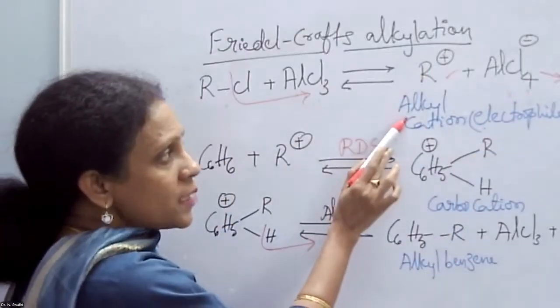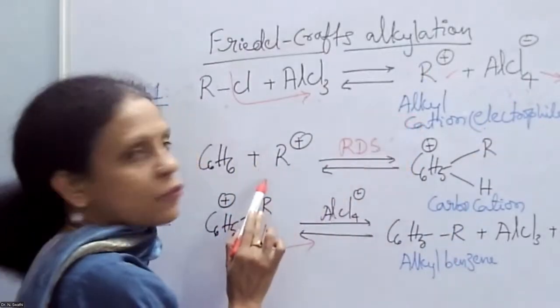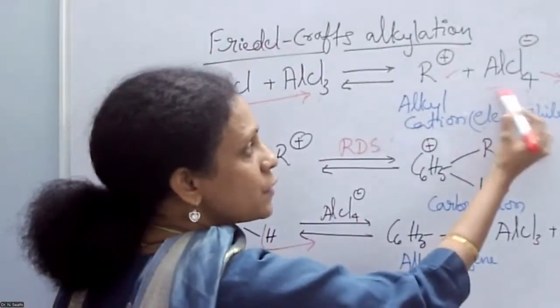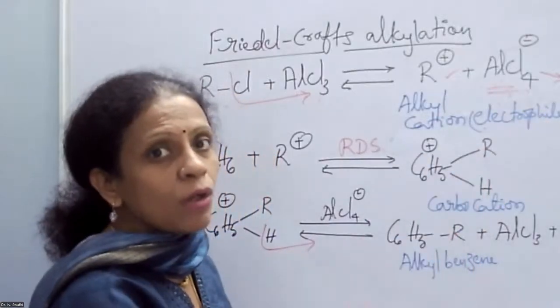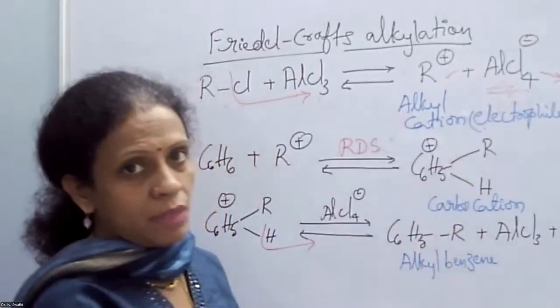R plus. So this formed alkyl cation acts as the electrophile in the next step. This formed aluminum tetrachloride anion will be acting as the base in the third step.